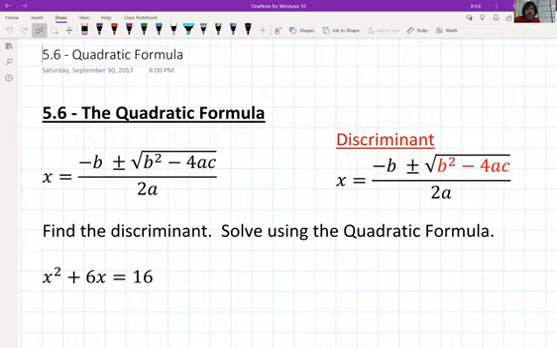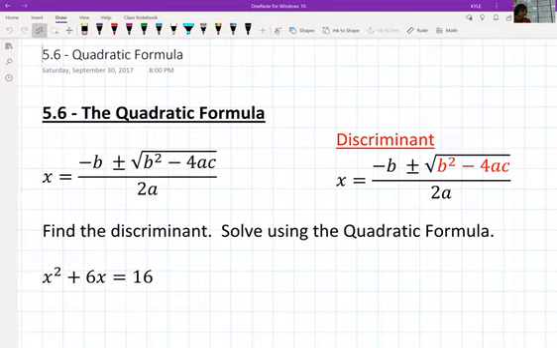Now, on the right-hand side of the screen in red, I've also labeled the discriminant. The discriminant is a part of the quadratic formula. Specifically, it's the part underneath the radical, underneath the square root sign. So b squared minus 4ac is the discriminant, and as we're going to see in some of these problems, it can actually give us some really useful information about how many solutions there are, types of solutions, things like that.